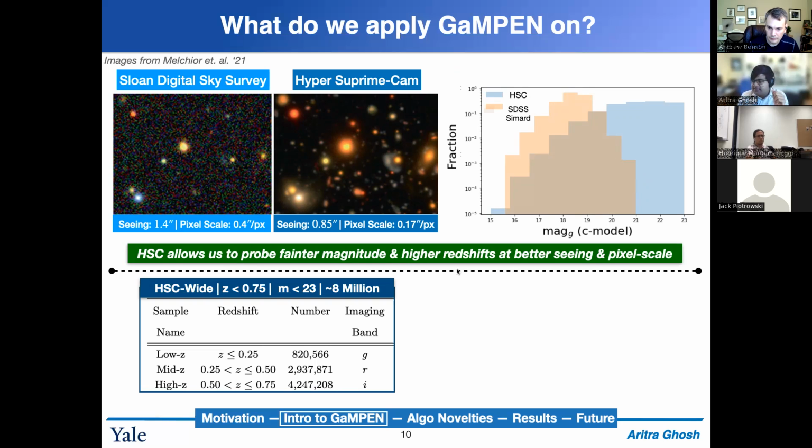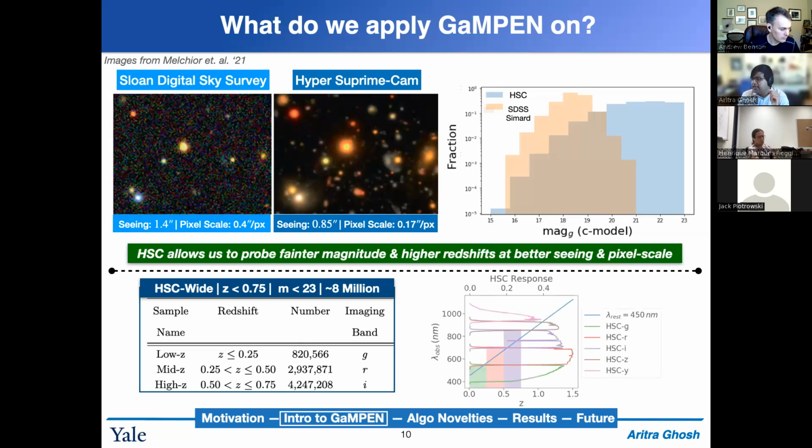As the table over here shows you, we have about 8 million galaxies. We have about 1 million in the lowest redshift bin and 3 and 4 million in the middle and the high redshift bins. And what we do here is we choose images in 3 different bands for each of these redshift bins. We choose G band imaging for the lowest redshift bin, R band for the middle redshift bin, and I band for the highest redshift bin.